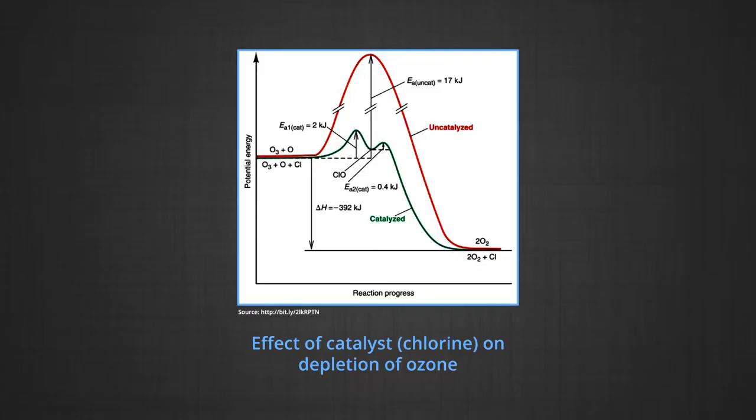For example, in the ozone cycle, the depletion of ozone to oxygen speeds up in the presence of chlorine. Chlorine breaks down the ozone molecule to form a less stable intermediate, chlorine oxide ClO, which readily decomposes to an oxygen molecule and chlorine. Here you can see again the graph and the effect of the catalyst chlorine on the depletion of ozone. A small amount of catalyst can catalyze a large amount of reactants.